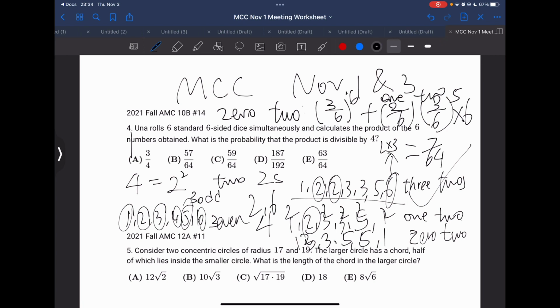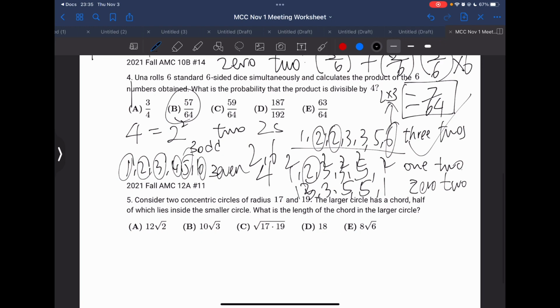And this gives us the answer 7 out of 64. And we know that this is the probability that the product is not divisible by 4. And to get the probability that it is divisible by 4, we just use 1 minus 7 out of 64, which is answer B, 57 over 64.